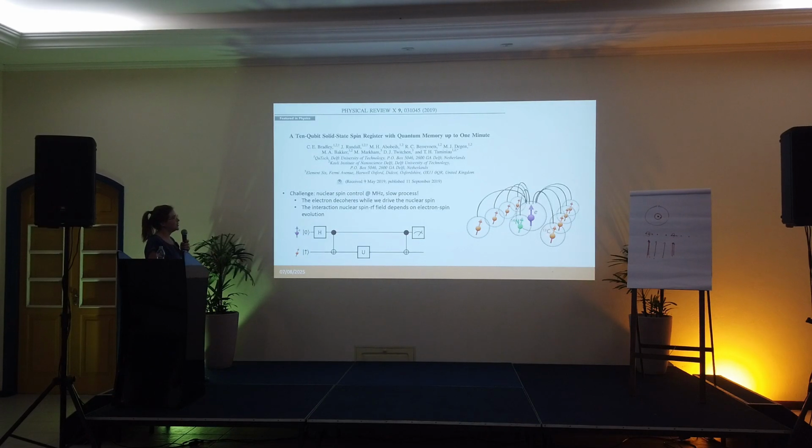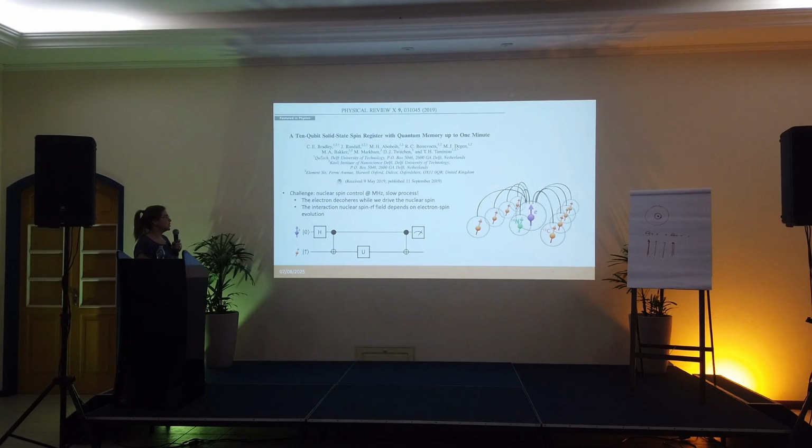If I'm talking to each of these carbon 13s, I want to do that via RF fields, right? So oscillating magnetic fields that are in the sort of megahertz range, and this is a slow process. So typically, while I'm trying to control these carbon 13 nuclei, what happens is that my electron spin decoheres, right? So that's what we've briefly mentioned a few minutes ago. So this electron spin decoheres while we're trying to drive the nuclear spin. And the next challenge is the following.